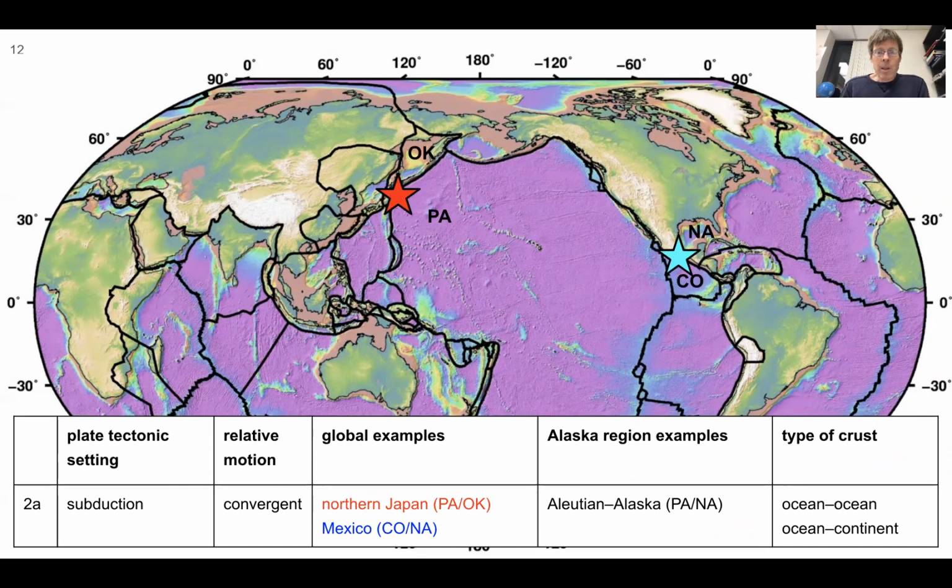Next is subduction, and subduction occurs all around this western margin of the Pacific as an example, and the eastern margin of South America. The 2 highlighted here are northern Japan, Pacific subducting under the Okhotsk plate, and also here's an example of the Cocos plate subducting under the North American plate along Mexico. And the type of crust at these boundaries would be ocean-ocean or ocean-continent. For example, where the Pacific plate subducts under southern Alaska, that's a Pacific oceanic plate under continental crust.